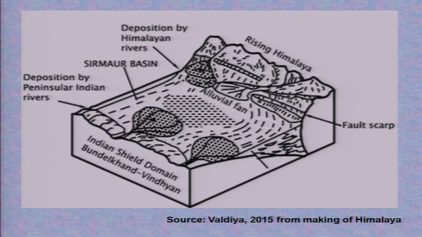This picture indicates the formation of a basin. How a basin is formed. The example is taken from Sirmur Basin. Sirmur is a small town in Himachal Pradesh. Right in the front you get the basin structure, and towards the north you see raised portion, and below the raised portion you have got the alluvial fans or alluvial cones.